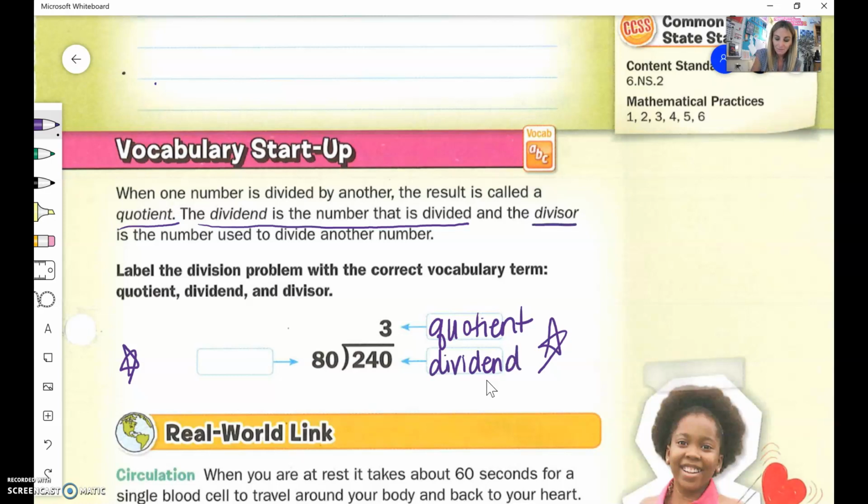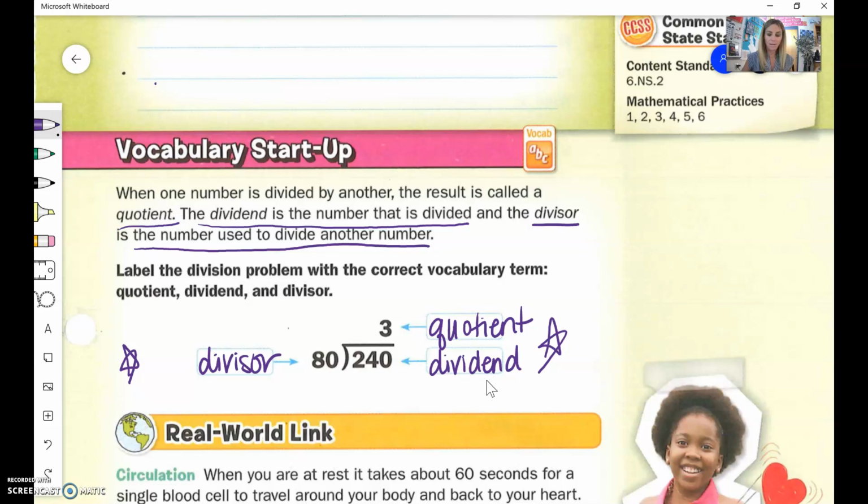And then the divisor is the number used to divide another number. So the number that we are using to divide the number is known as the divisor. Okay, so you have the quotient, the answer, the dividend, the number that is being divided, and then the divisor is the number used to divide.